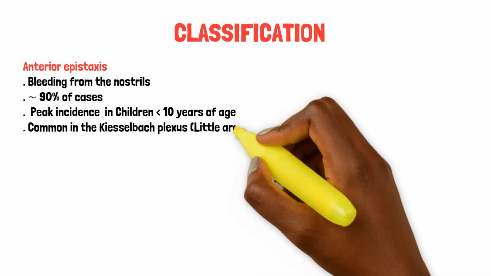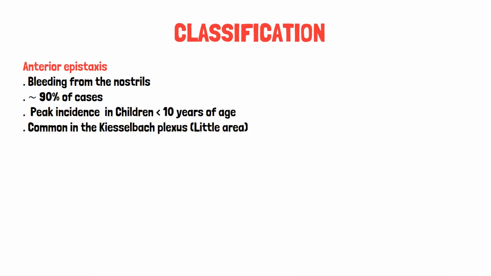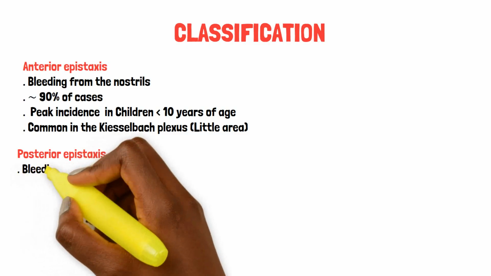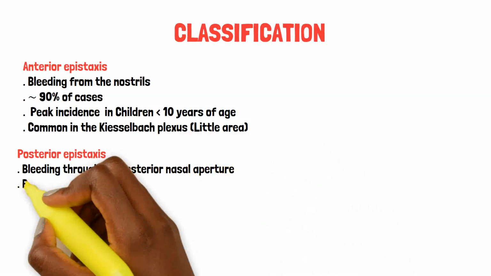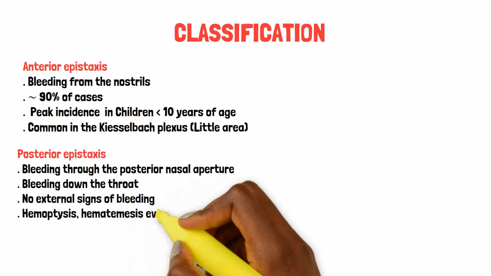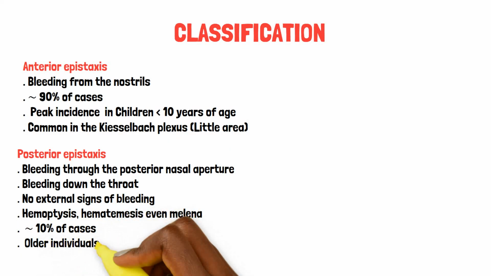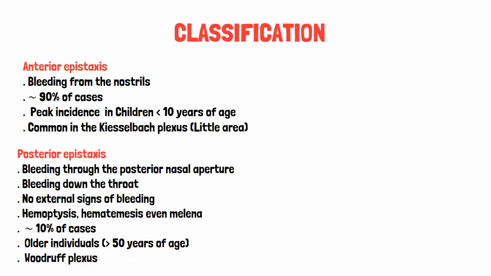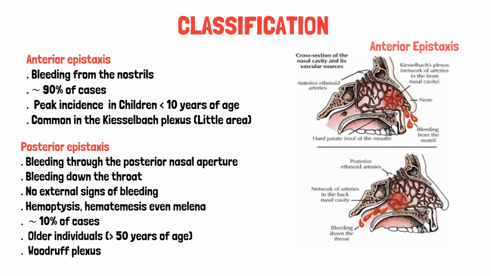area. Posterior epistaxis. This is bleeding through the posterior nasal aperture with bleeding down the throat. No external sign of bleeding, associated with hemoptysis, hematemesis, and melena. It accounts for 10% of cases, common in elderly individuals above 50 years of age, located in the Woodruff plexus. The diagram on the right shows both anterior and posterior epistaxis.